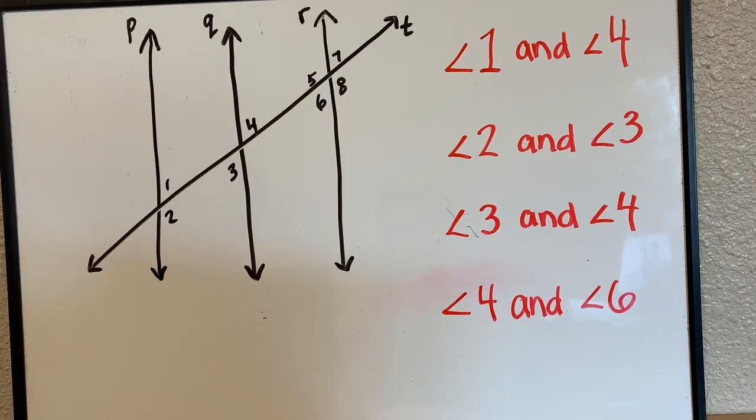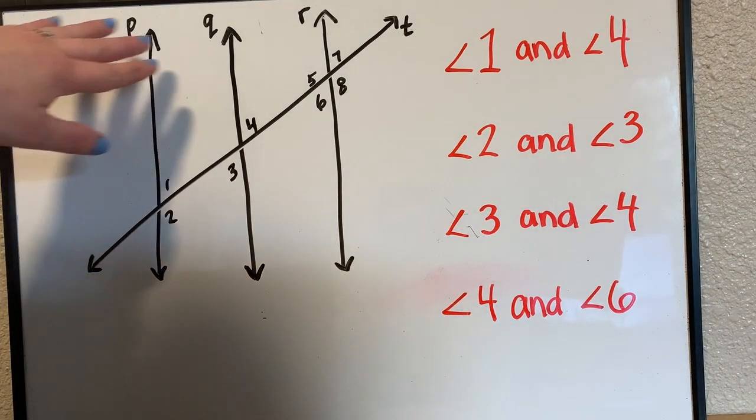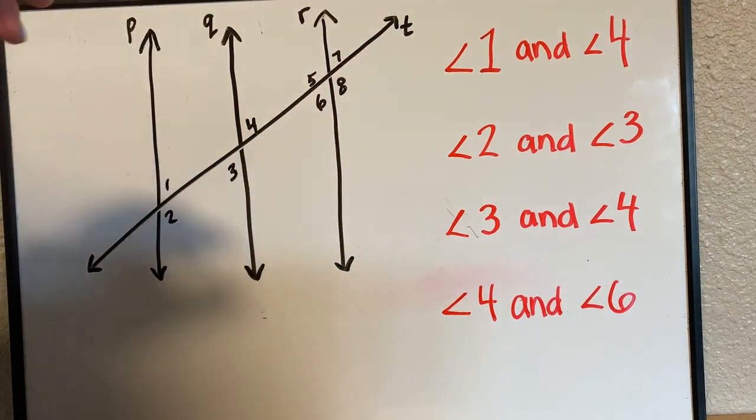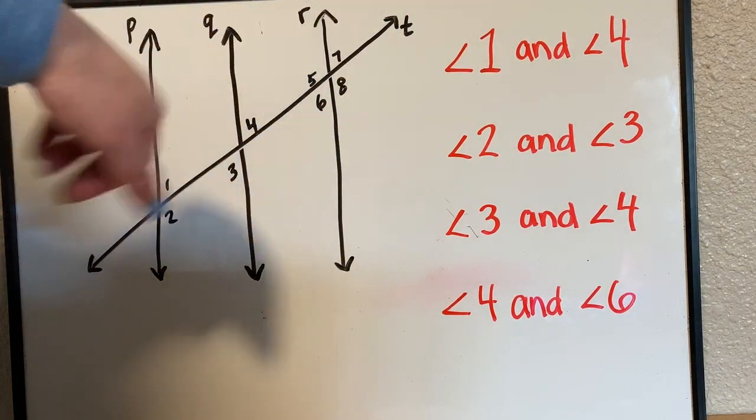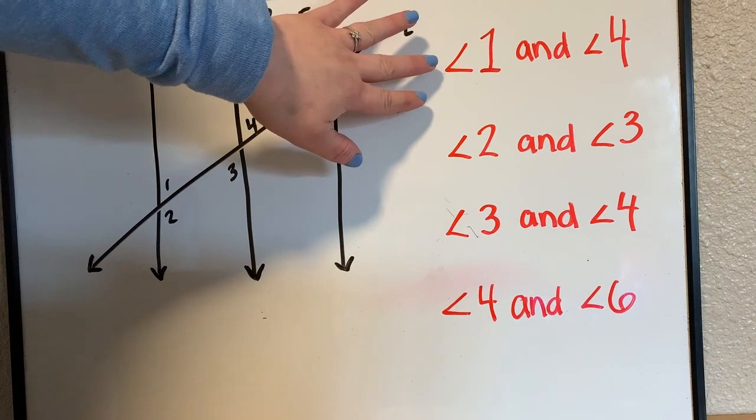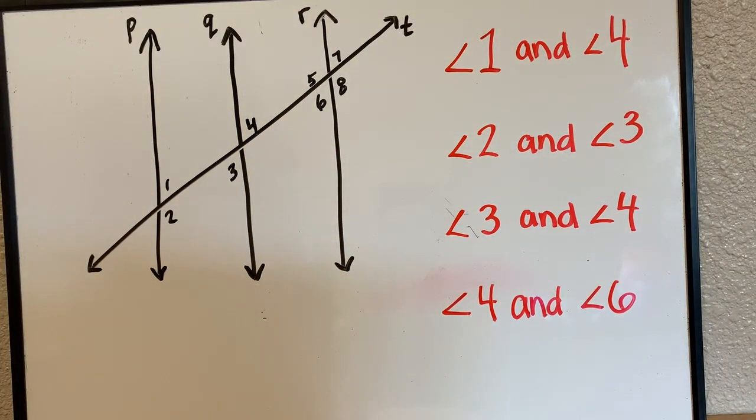All right, so we have this diagram here, and the diagram shows three parallel lines, P, Q, and R, cut by the transversal T to form all of these angles, 1 through 8. On the right side of the board, they're asking us, what are angles 1 and 4? What are angles 2 and 3, and so on.